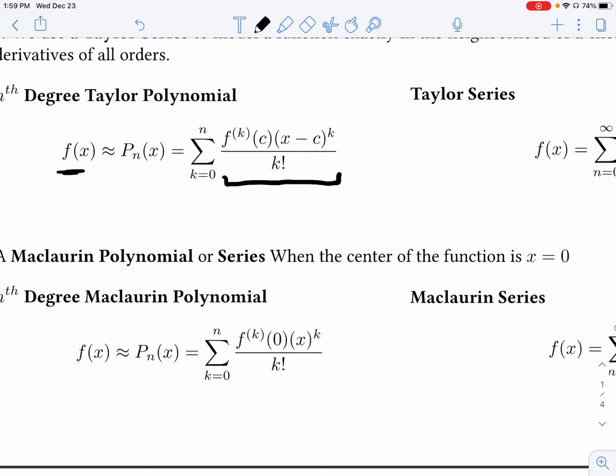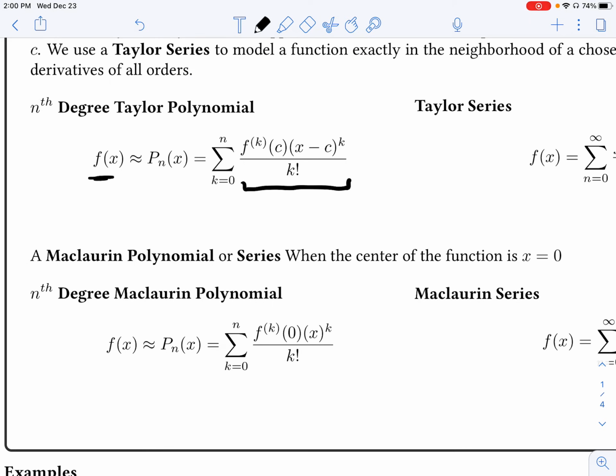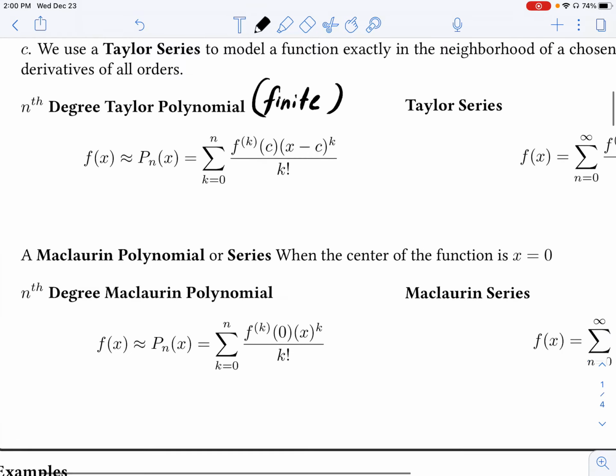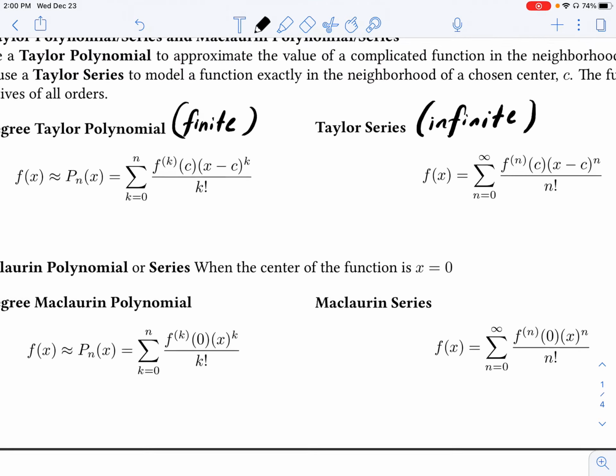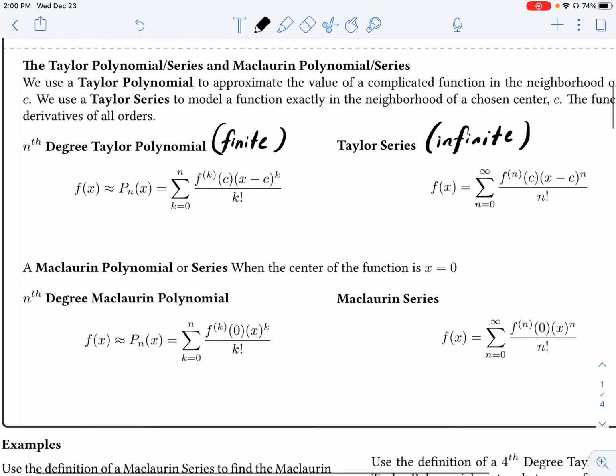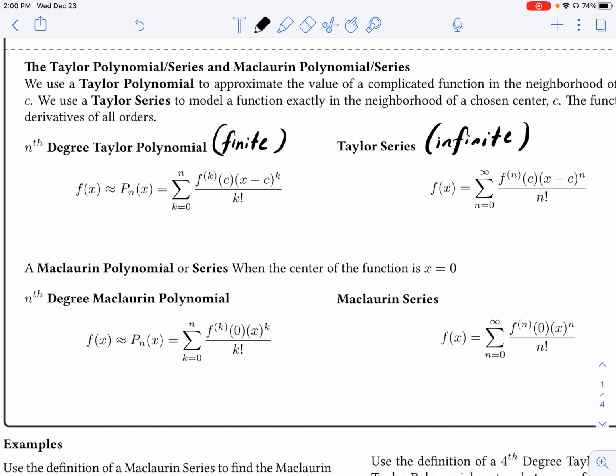Now, we have a Taylor polynomial and we have a Taylor series. The only difference really being that a Taylor polynomial is finite. So you can think of it as like a partial sum of a series, whereas a Taylor series is infinite. So a Taylor polynomial is often used to give us a really good approximation of what the function is doing. A Taylor series gives us exactly what that function is doing. And that's one of the coolest things about it, is that a Taylor series is exactly that function.